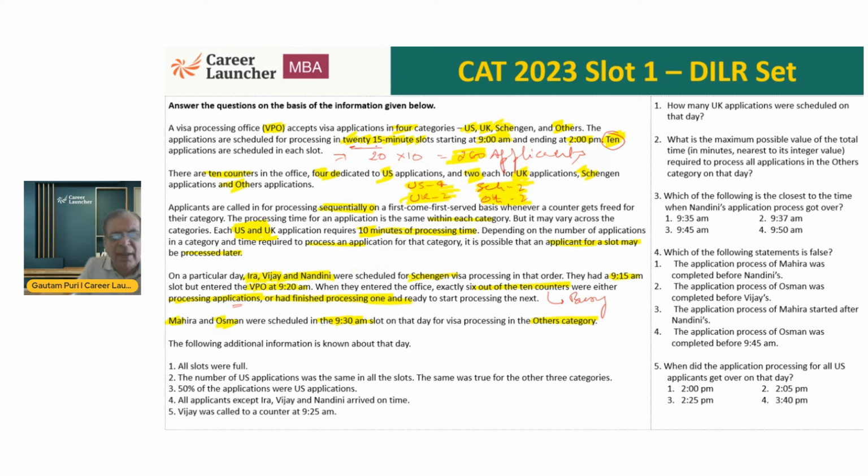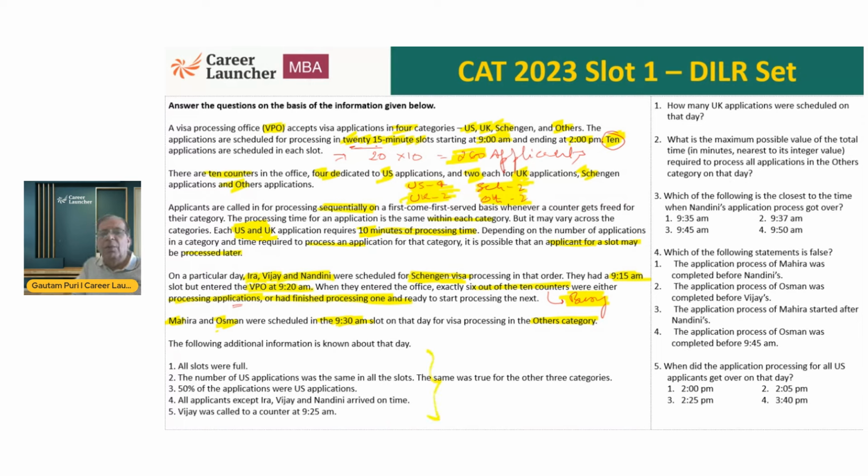All it's saying. Now, second thing, it says Ida, Vijay, and Nandini come for Schengen visa processing. Their appointment was for 9:15, but they entered late at 9:20. And when they entered, 6 out of the 10 counters were occupied. They were busy. Similarly, Mahira and Osman were scheduled for 9:30 a.m. It does not tell us whether they are late or early, Mahira and Osman, so I will assume they are on time. So this is the information we have.